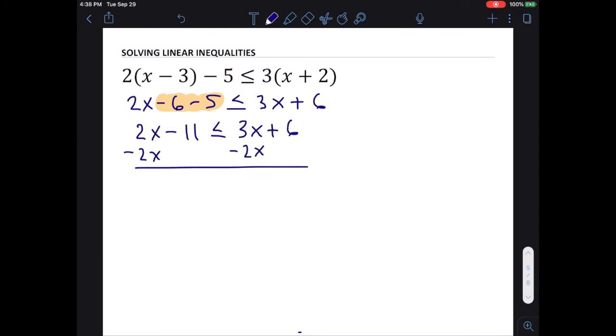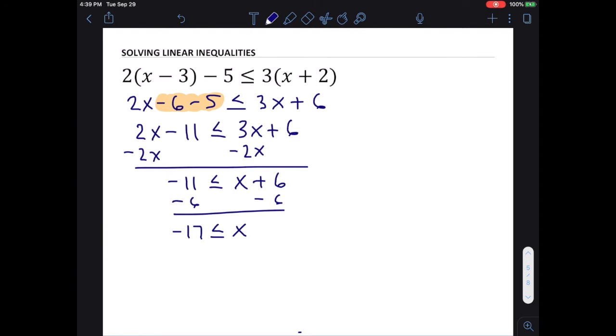And so the 2x's cancel, so I have negative 11 is less than or equal to x plus 6. Now, with linear inequalities, it's really helpful to always take the smaller variable because then you don't end up with a negative coefficient on the x that you're going to divide by and force you to flip the symbol. So something to think about. All right, so we're going to subtract 6. So we have negative 17 is less than or equal to x.